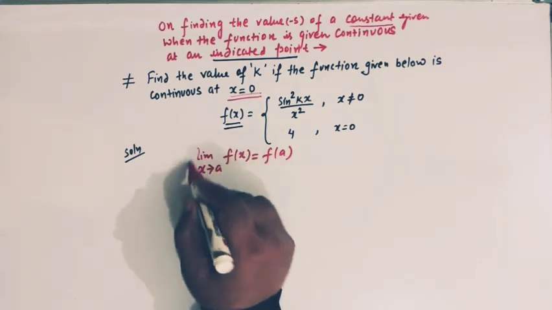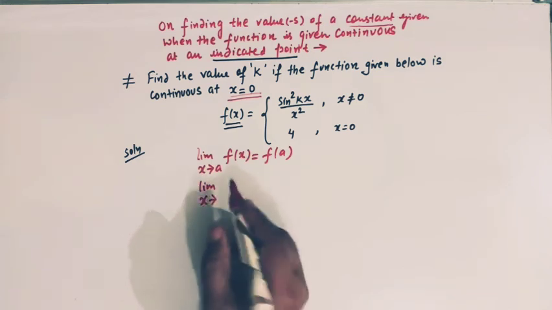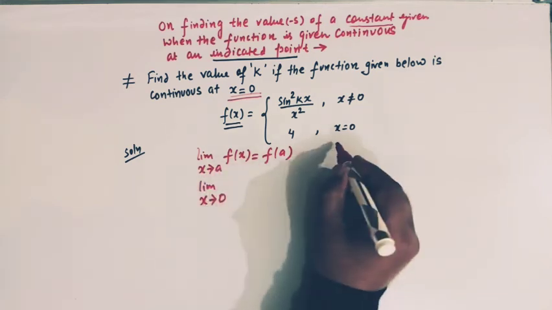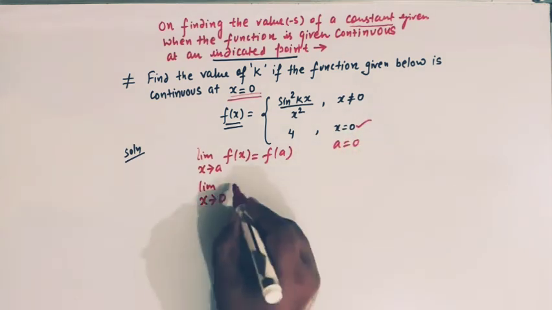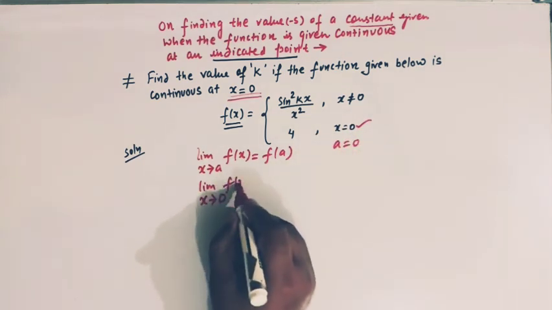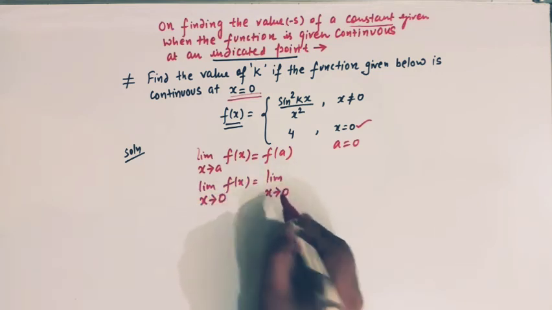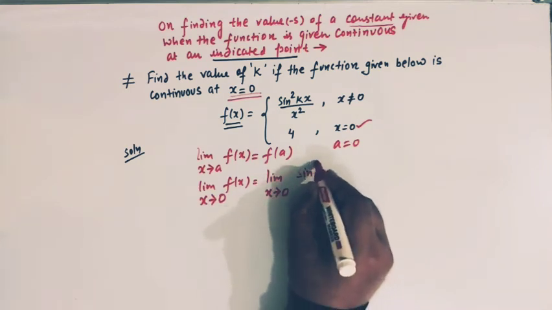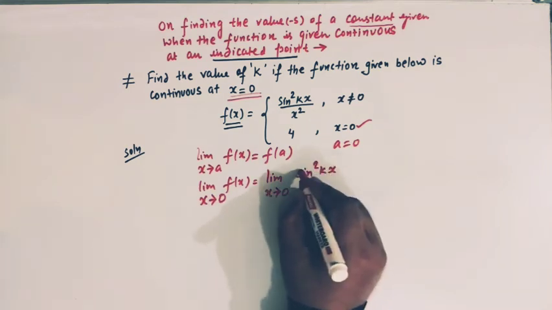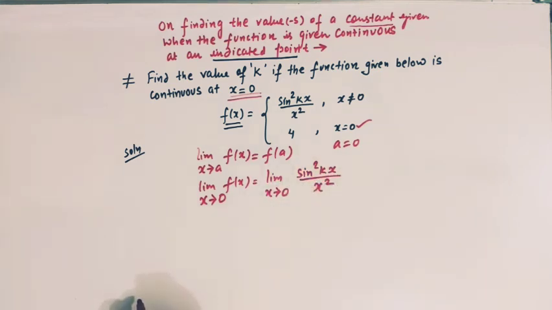Now to find this limit, what we will do, we'll have limit x tends to 0, because here a is 0, this is a, right? So limit x tends to 0, f(x) is equal to limit x tends to 0, and for f(x) we have sine square kx divided by x square, right?